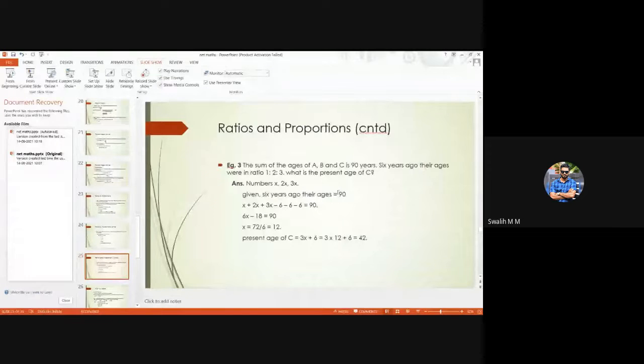x plus 2x plus 3x minus 6 minus 6 minus 6, because 3 people are there. All their three ages were reduced by 6 because it was 6 years ago. So 6x minus 18 equals 90. Now, what is the question? C's age. C's age we know is 3x. But that 3x was 6 years ago. For the current age, you should add 6 as well. So 3x plus 6, you get 42. The ratio given is for 6 years ago. That is why we are reducing 6, not the current ratio.